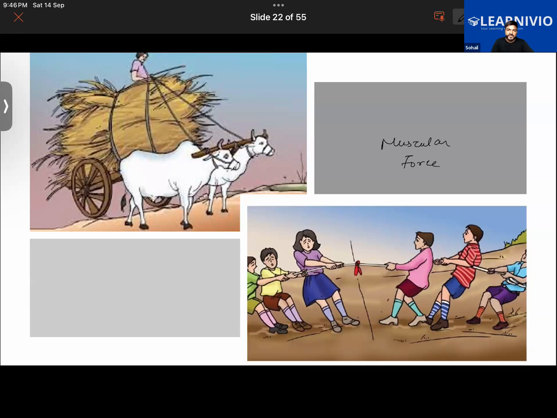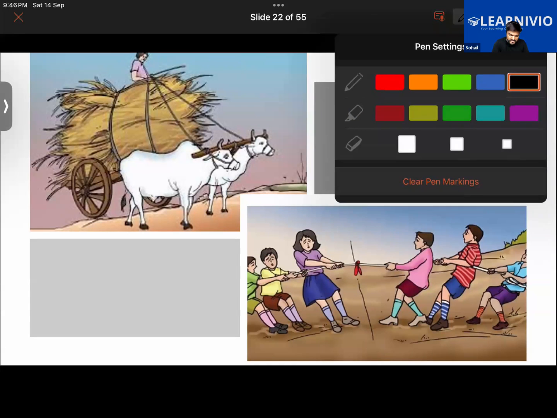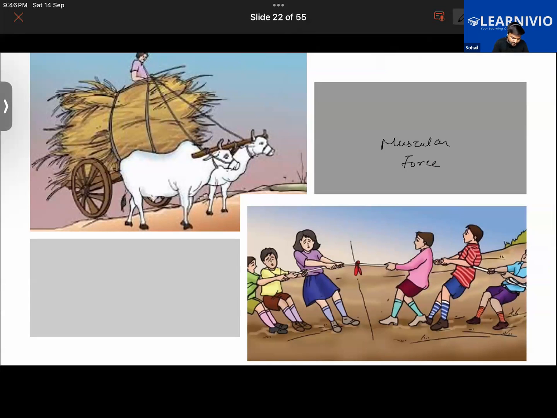So in the case of muscular force, basically the muscular force is a force that is applied by the body's muscles. Muscular force is the force that the body's muscles apply when they are contracting or relaxing. Suppose you pull some heavy weight. For example, let us say that you are pulling some heavy weight.